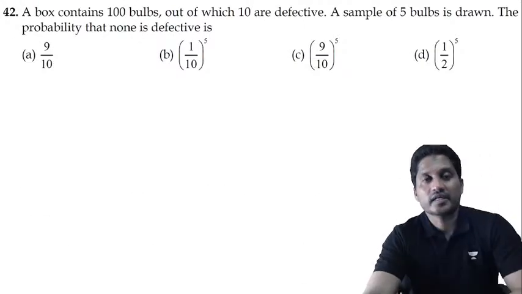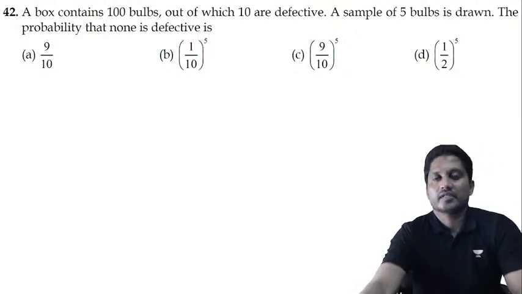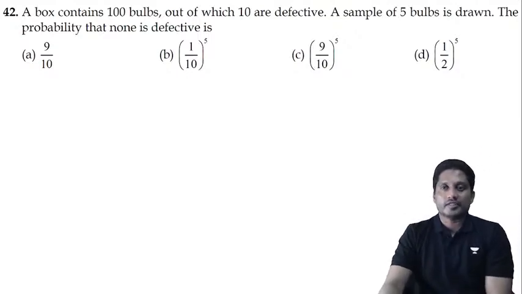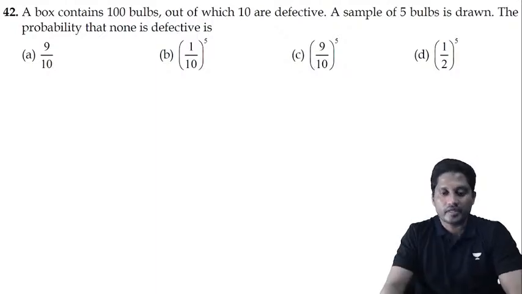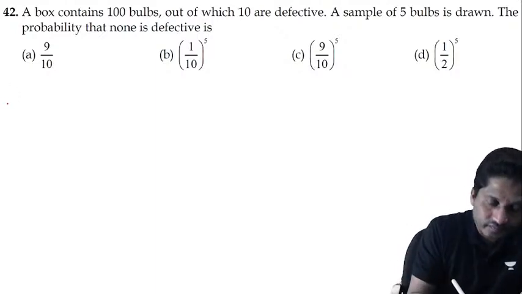A box contains 100 bulbs, out of which 10 are defective. A sample of 5 bulbs is drawn. The probability that none is defective. It's a question on binomial distribution.